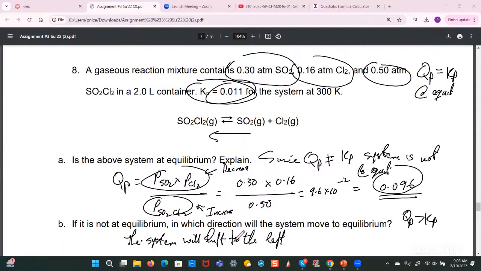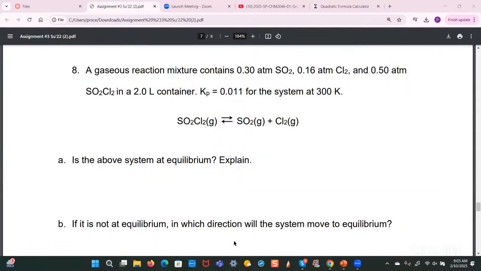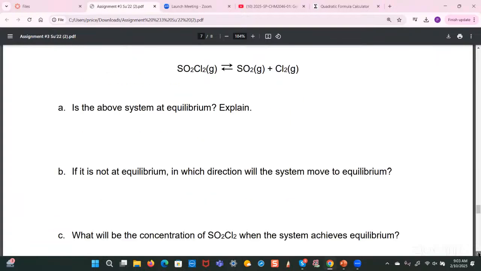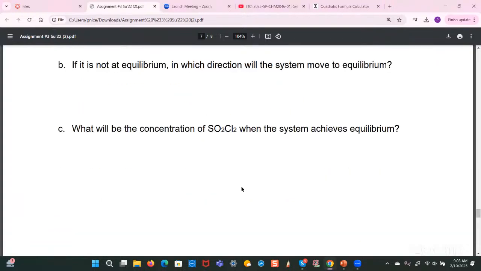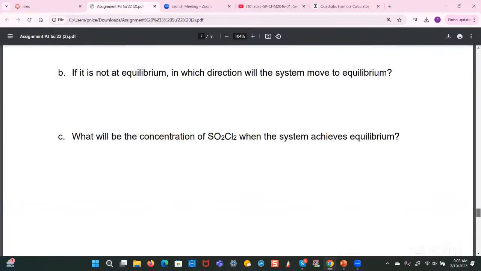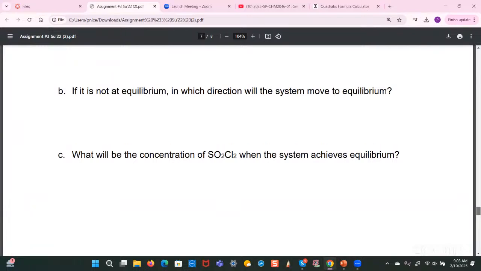Can I clear this? All right, let me clear this. Let's scroll down some more. Okay. So the question now becomes, what will the concentration of SO2, and I don't think we'll have time to do this one here. I think that's the last question. Oh, no, there's one more. What will the concentration of SO2 be when the system achieves equilibrium?